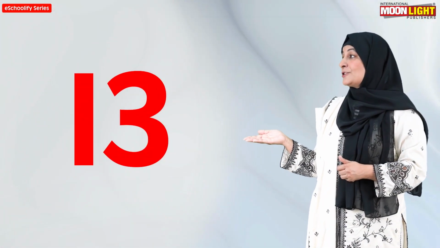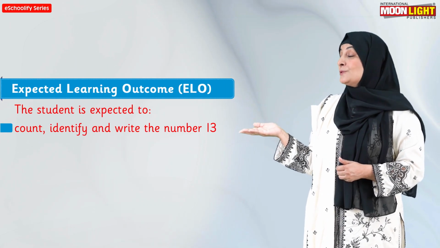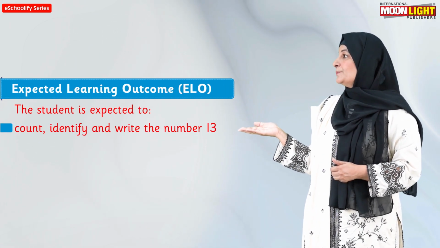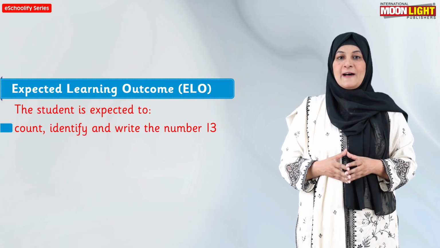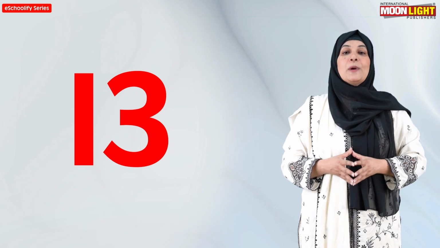Today's lesson is about number 13. Expected learning outcome: the student is expected to count, identify, and write the number 13. You know very well, it's very important to develop the sense of counting. So, we will take different objects. You could use objects from your classroom, but today we will go for a nature walk. We will collect 13 flowers, 13 leaves.